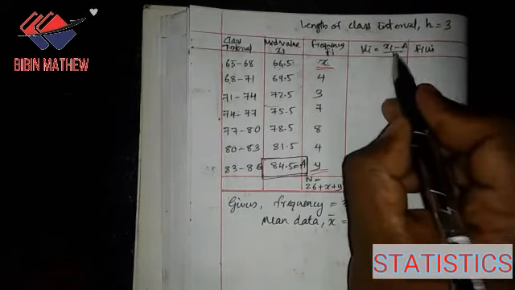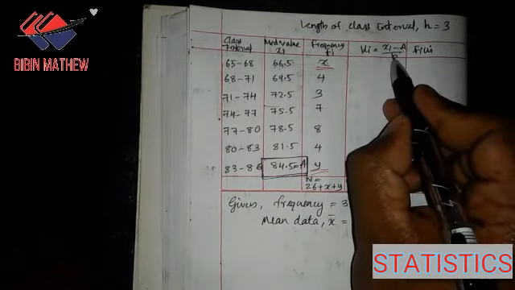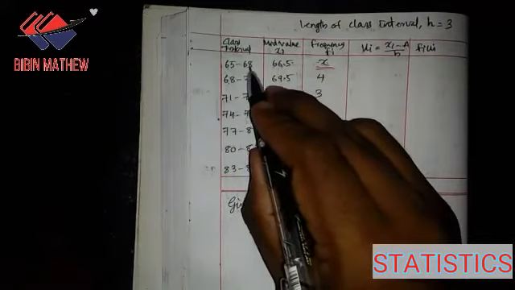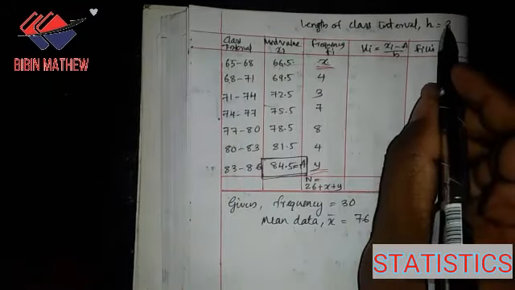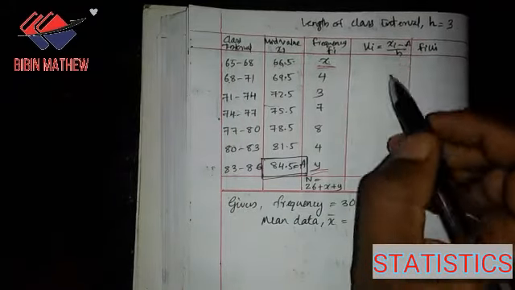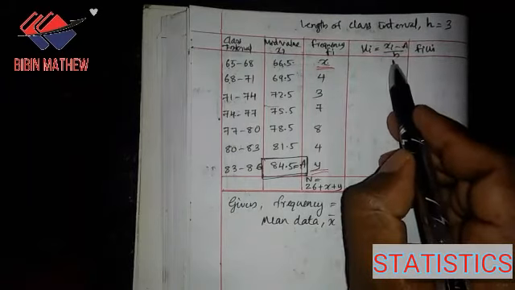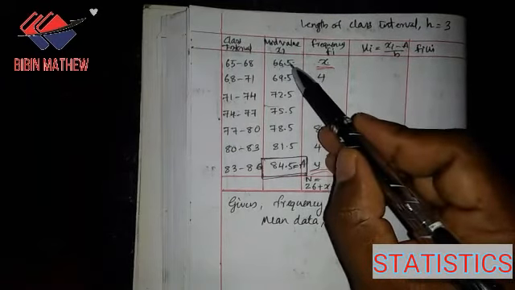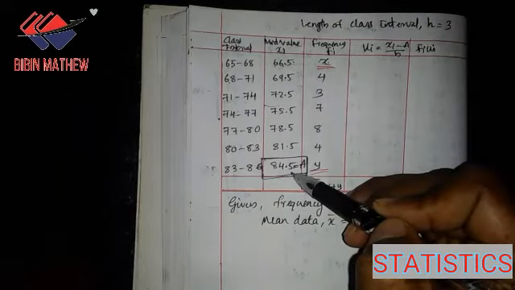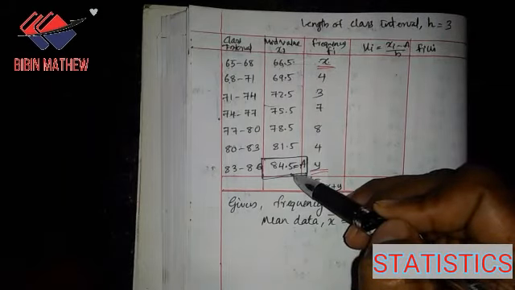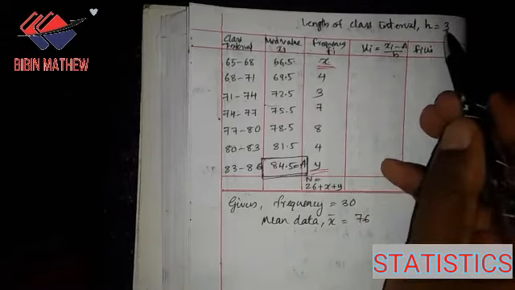Now let us come back. ui = (xi minus a) by h. What is h? H is the length of the class interval. Upper limit minus lower limit, that is 3. We have measured it, we have written there. Now xi minus a divided by h. Xi is 66.5. 66.5 minus 84.5 is minus 18. Minus 18 divided by 3.